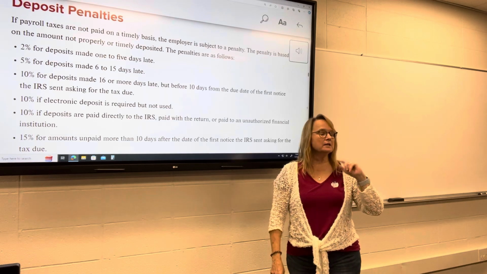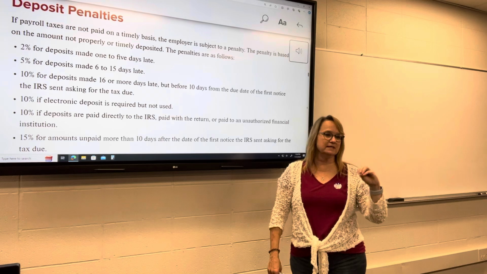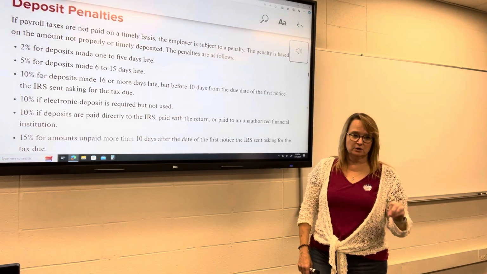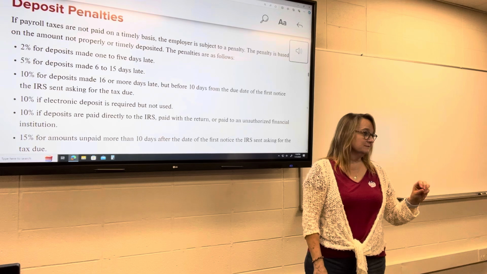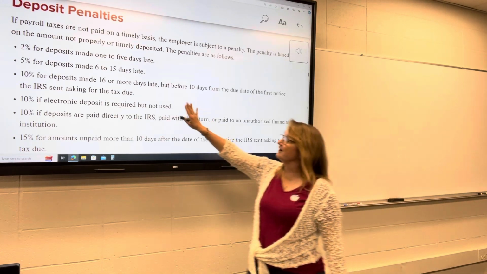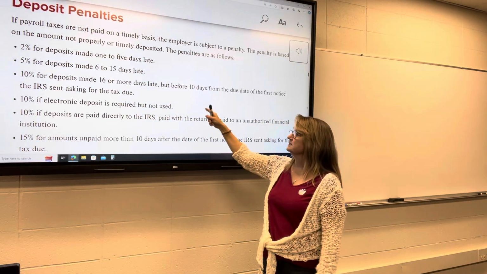Now usually they will abate a penalty like once every 3 years. And especially when you're just starting out, if you didn't know what you're doing, but you only get one shot. That's once every 3 years. So you can't make too many mistakes. 5%, and this is of the tax that's due. That percentage is based on the tax that's due.